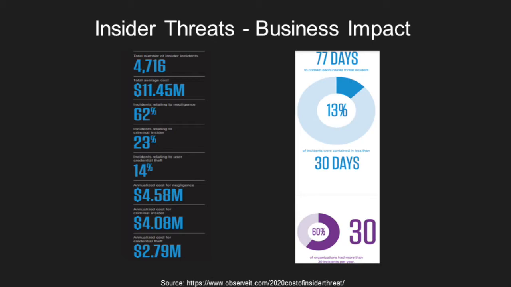The report found that negligent insiders occur most frequently, but credential theft, with an annual cost of $2.79 million, is the costliest because the cost per incident almost triples when this type of incident happens. Some other interesting findings are that it takes an average of 77 days to contain each insider threat incident, only 13% of incidents were contained in less than 30 days, and 60% of organizations had more than 30 incidents per year.